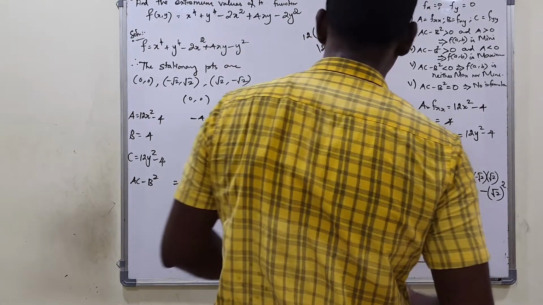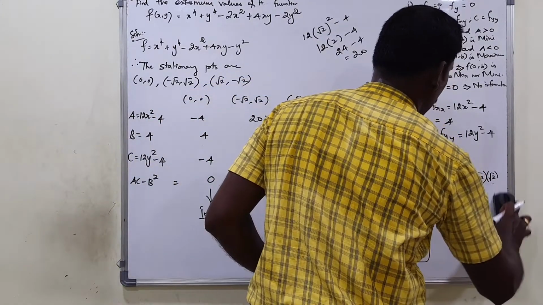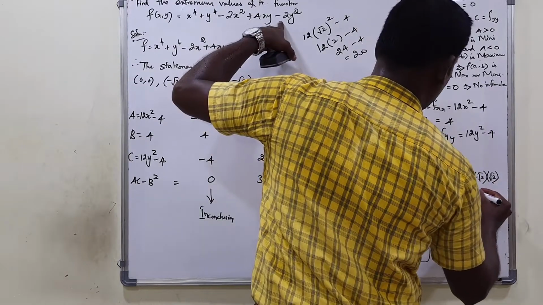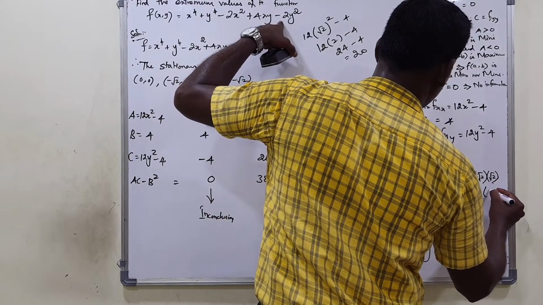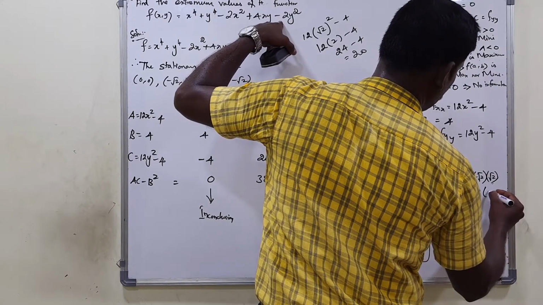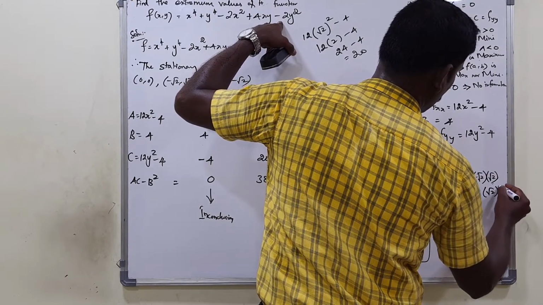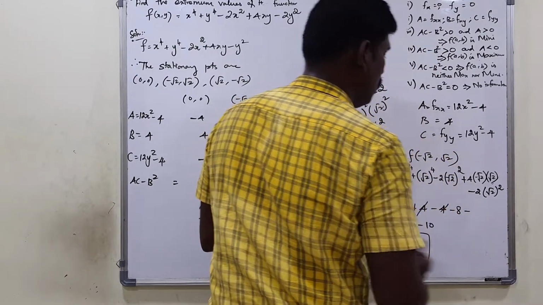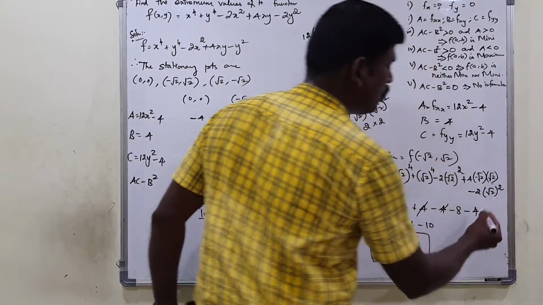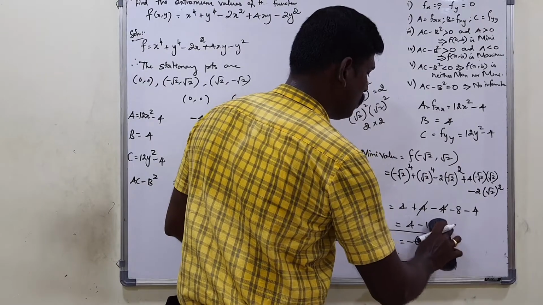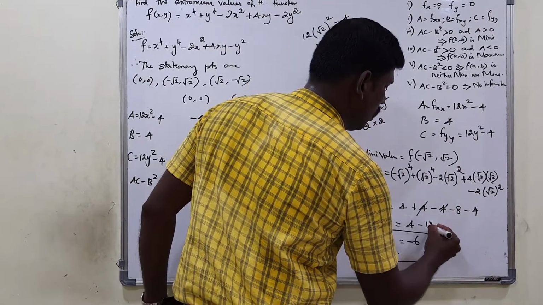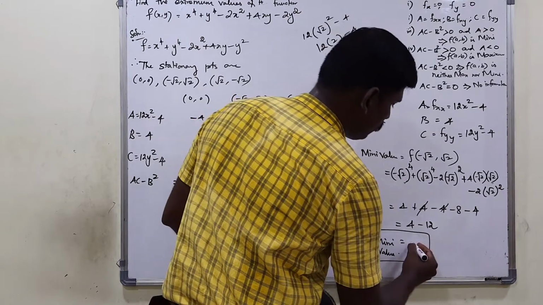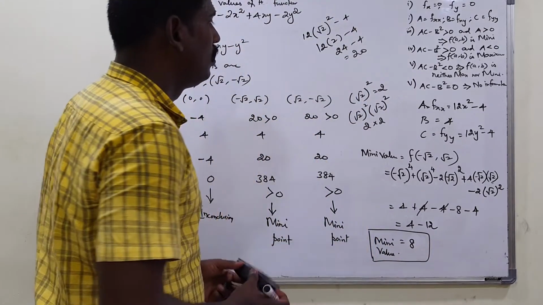This becomes minus 2, sorry. This becomes minus 2 into y square. What is y square? Root 2. So this becomes what? Minus 4, isn't it? Root 2 square is 2, 2 into minus 4. So 4 minus 12, it is minus 8. That's all. Right?